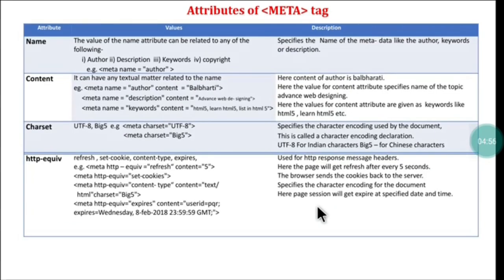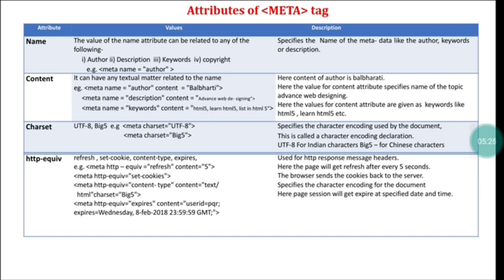Now, what are the attributes of meta tags? The first attribute is name. The value of the name attribute can be related to any of the following, for example, name equal author, description, keywords, copyright, etc. For example, when you are writing meta name equal author. It specifies the name of the metadata like the author, keywords, or description.